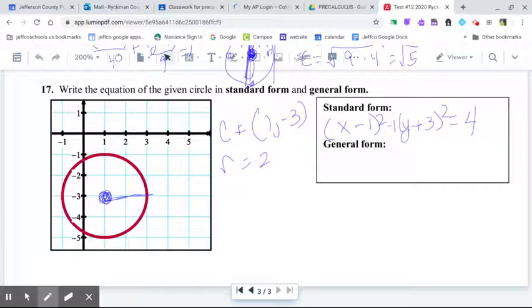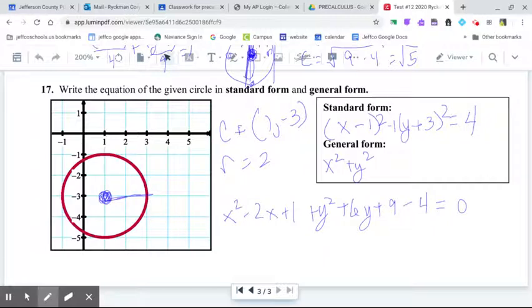General form then means everything on one side. So if you FOIL this out, put everything on one side and simplify, then it would be something like x squared minus 2x plus 1 plus y squared plus 6y plus 9. Move the 4 over, so it's a negative 4. And general form then is the squares first, so x squared and y squared. Then the normal x's and y's, so negative 2x and 6y. And then the total of all the constants. So we have 1 plus 9 is 10, subtract 4 is 6, equal to 0.